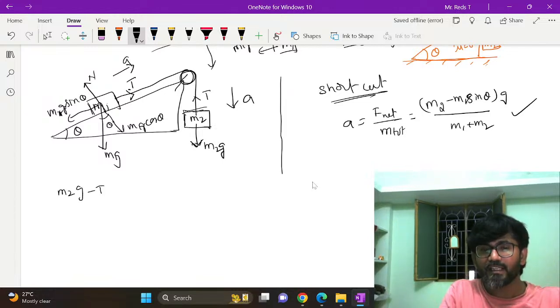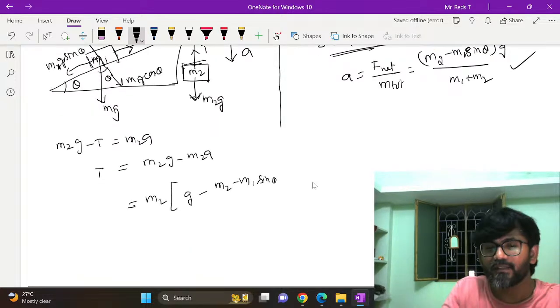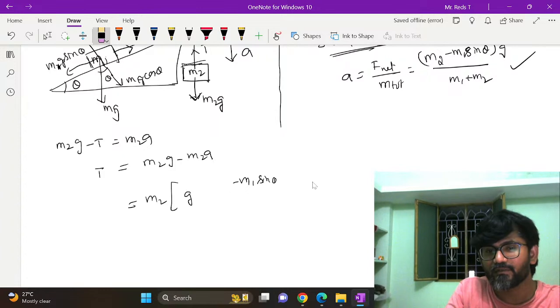an equation of motion, that is moving down. M2G minus T is equal to M2A. You want T, so you bring this minus T to this side and it becomes plus T. T is equal to, and bring M2A here, M2G minus M2A. M2 is common, so you can write M2 into (G minus A), and A is (M2 minus M1 sin theta) into G by M1 plus M2.